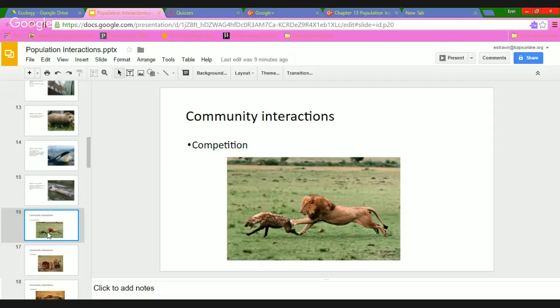So here's some more terms that you need to know that have to do with community interactions. You have competition, which is when organisms compete with one another for resources. In this case, you can see that the lion is chasing away the hyena. More than likely, the ladies of his pride had just hunted down a gazelle or something, and they're all resting after chasing it down. And the hyena thought he was going to get an easy meal, but here comes the lion to chase him off.